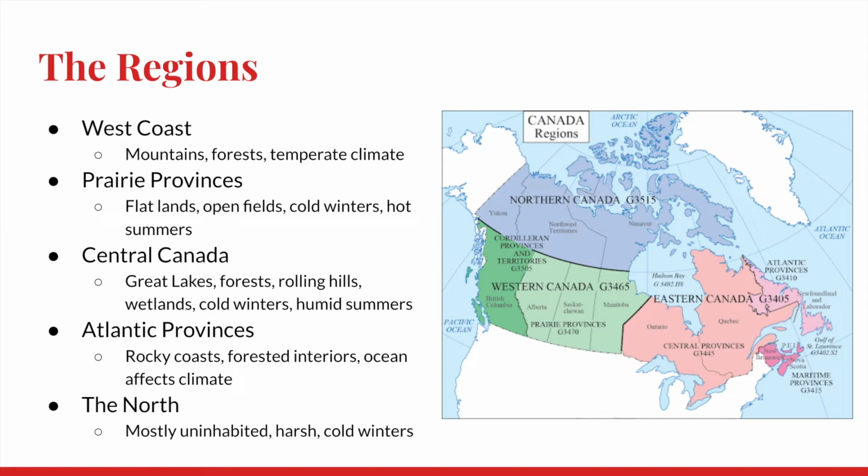Central Canada is made up of the 2 provinces, Quebec and Ontario, as you can see on the map. Bordered by 4 of the 5 Great Lakes, central Canada is home to beautiful scenery and wetlands among the forests. The Atlantic provinces are known for their rocky coasts and forested interior. Because of the proximity to the Atlantic Ocean, this region has cooler winters and cooler summers. Finally, the North is a large uninhabited region due to the harsh freezing winters.